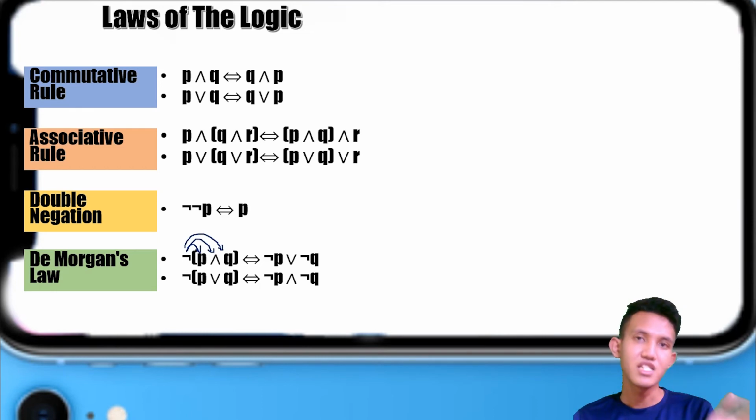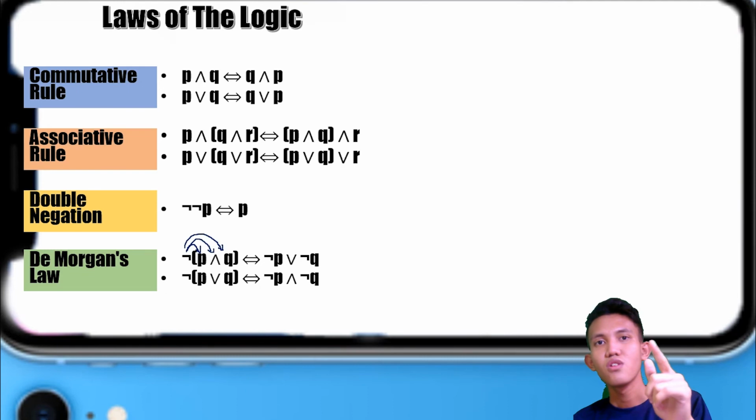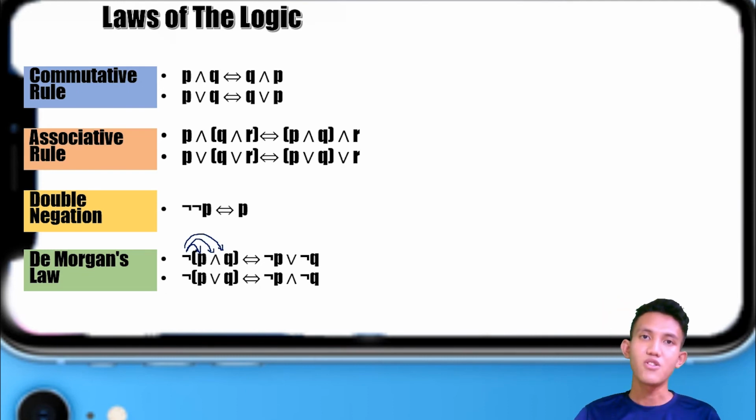And since the conjunction is the opposite of disjunction, since we negate the conjunction, we get the disjunction. And the same thing applies: not Q equals not Q.